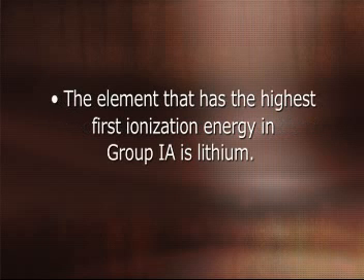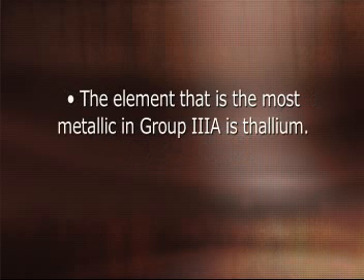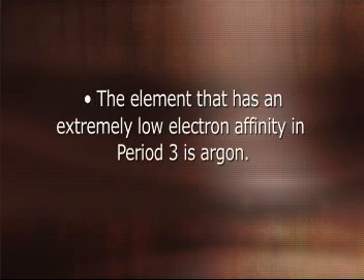The element that has the highest first ionization energy in group 1A is lithium. The element that is the most metallic in group 3A is thallium. Finally, the element that has an extremely low electron affinity in period 3 is argon.